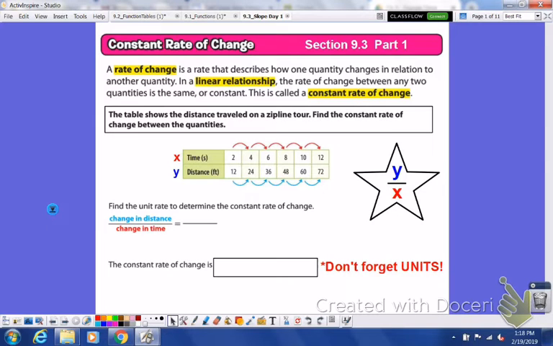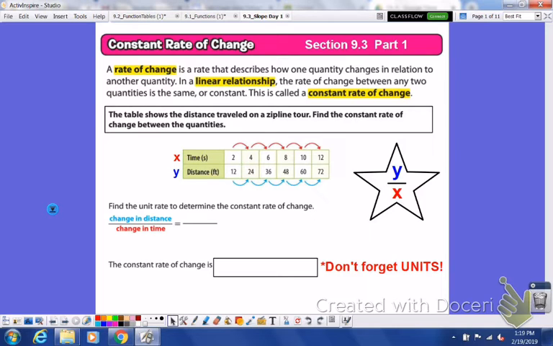Hey, we're going to break section 3 into two parts. So starting with part 1 today, talking about the constant rate of change. Rate of change is a rate that describes how one quantity changes in relation to another quantity. In a linear relationship, the rate of change between any two quantities is the same, or constant. This is called a constant rate of change. So a little bit of vocab there for you.